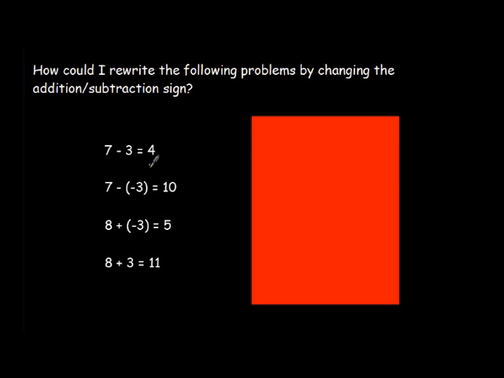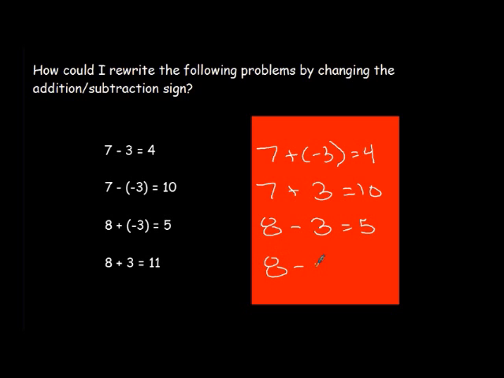But for this, just to show you, when you change, you can do stay, change, opposite for either one. So if you like to subtract, you can. So I can rewrite this as 7 plus negative 3 equals 4. I can write this one as 7 plus 3 equals 10. I can write this as 8 minus 3 equals 5. And I can write this one as 8 minus a negative 3 equals 11. So we can do that with all those.